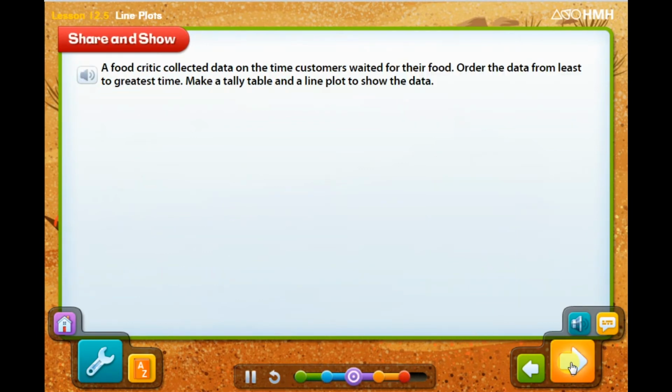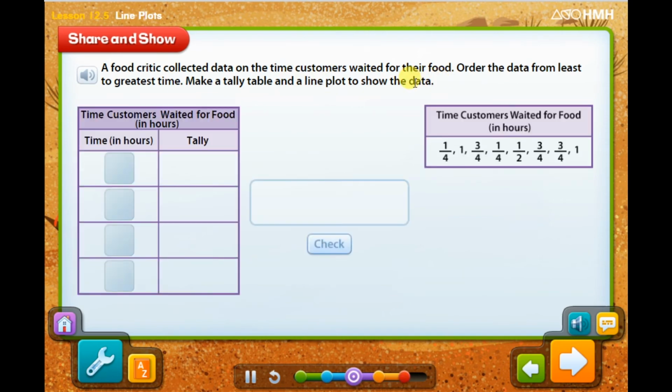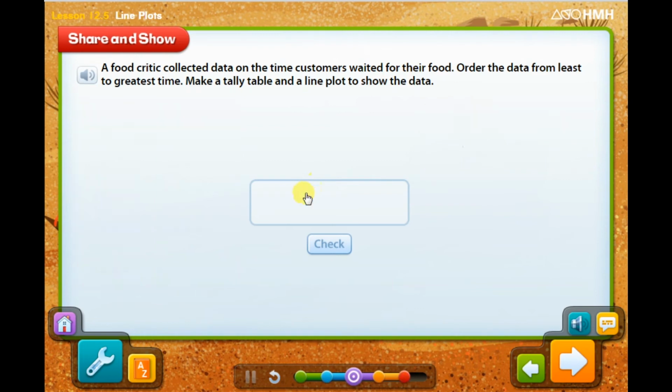Ready for another problem? Let's do it. Okay, read it together. A food critic collected data on the time customers waited for their food. Order the data from least to greatest time. Make a tally table and a line plot to show the data. Order the data from least to greatest time.